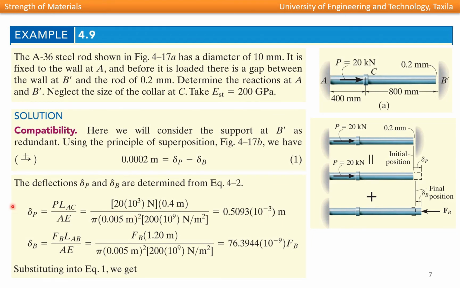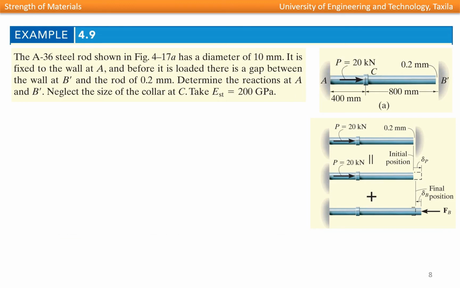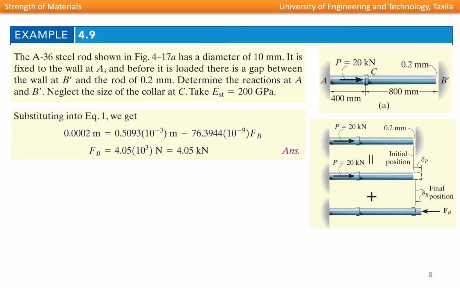So put delta P and delta B back into this equation and solve it. We will determine the reaction FB equal to 4.05 kilonewton. So that is the support reaction here.